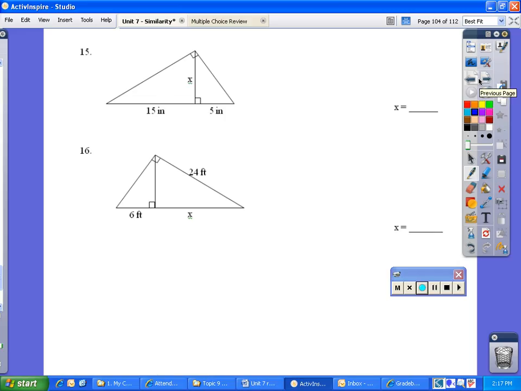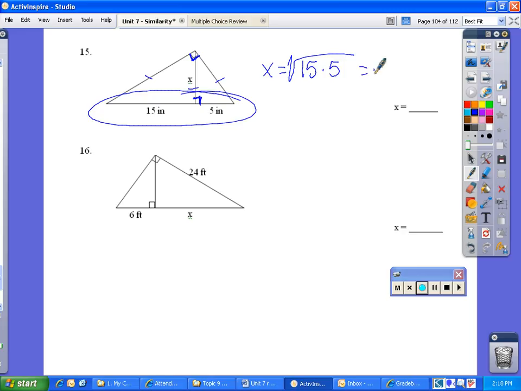All right, 15 and 16. These were geometric mean questions as well. You know they're geometric mean questions because they have a right angle and we're dropping an altitude. So that's how you can identify them. These three sides were geometric means of the parts of the hypotenuse that they touched. So x is actually the geometric mean between 15 and 5.